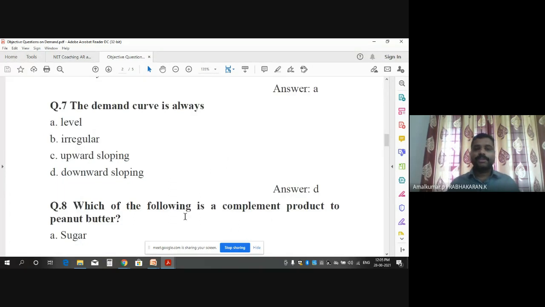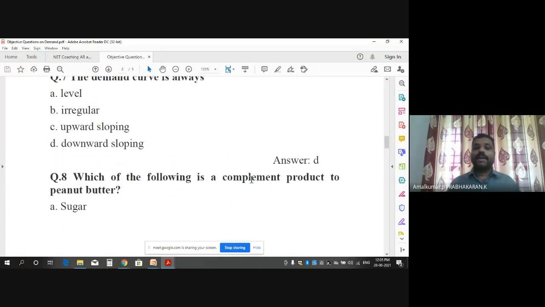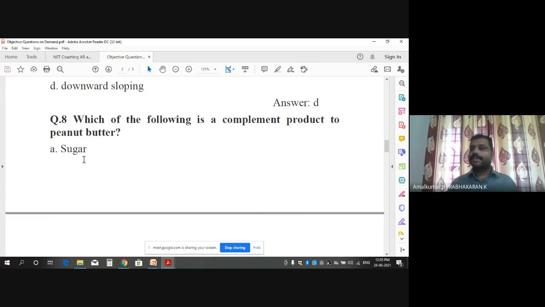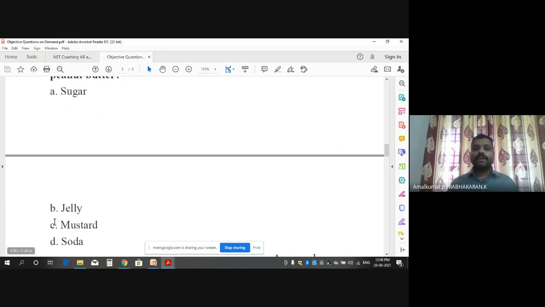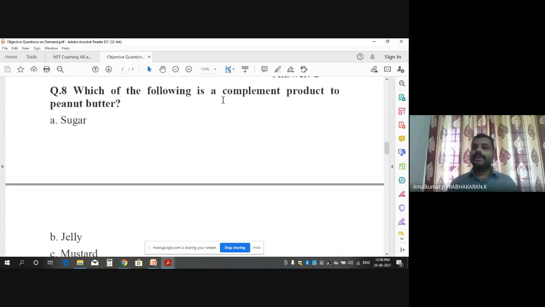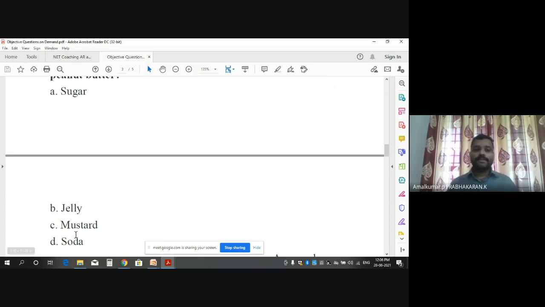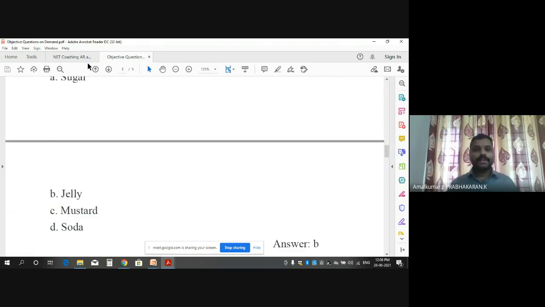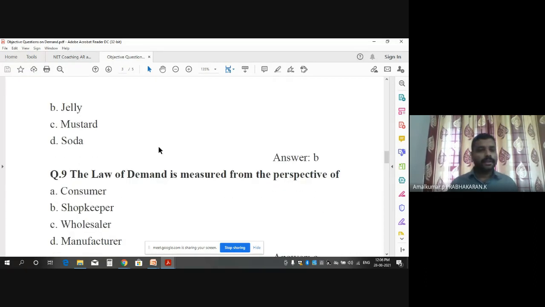Then we move on to the question: which of the following is a complement product to peanut butter? This is a general type question. The options are sugar, jelly, mustard, or soda. Jelly is used for making some creamy product, like for a cake. Peanut butter is also a creamy one, used like a jam. A similar product here is the jelly. So jelly is a complement to peanut butter. This is an example of a general type of question.